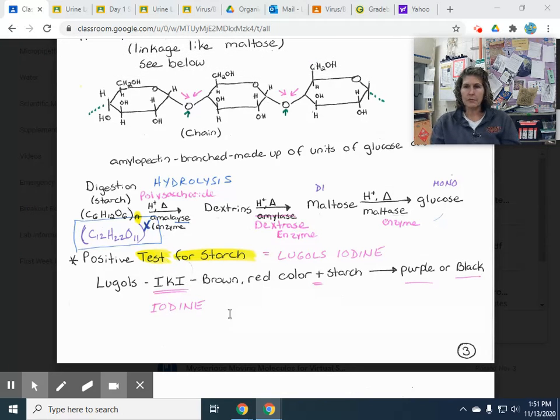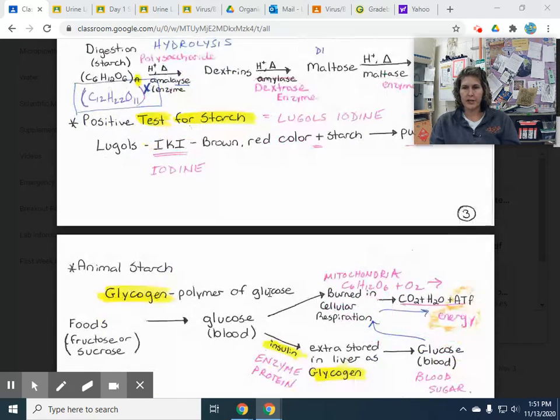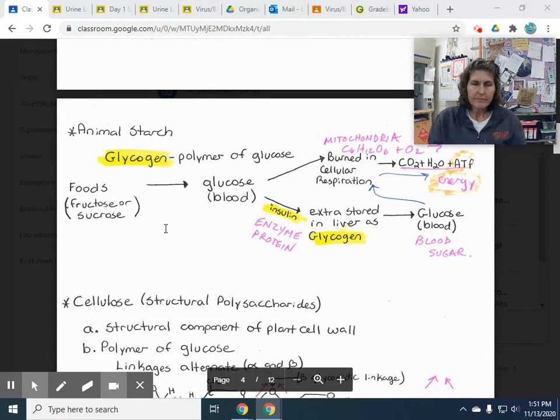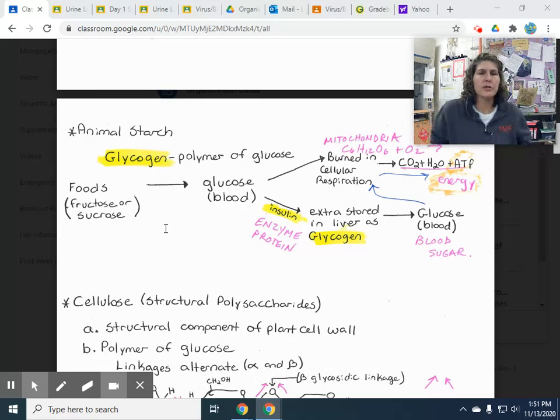Lugol's iodine is what we said we use for starch. We just talked about the color change up above. Within us, we said animal starches, you have glycogen within your livers. It is a polymer of glucose, meaning it is a large molecule of little itty bitty glucoses put together.